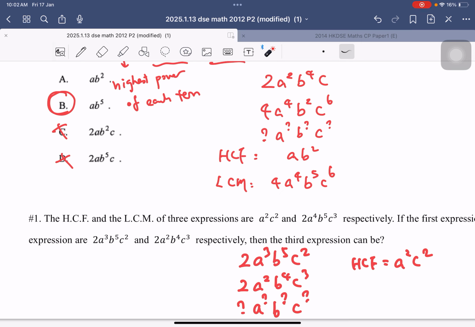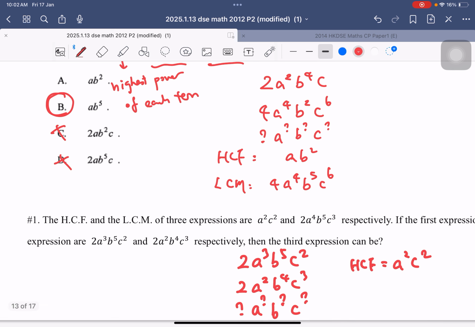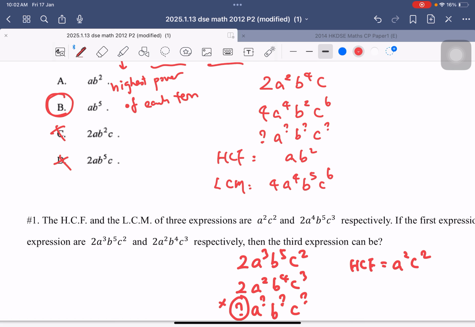So when the HCF has no number, what do you think for this number? Can this number be 2? No. If this number is 2, then the HCF must have the 2, isn't it? Okay, so the number here must be nothing. Then how about for B? Can we have any B here? No. If we have a B here, then the highest common factor must have a B as well. So the B must be to the power of 0.